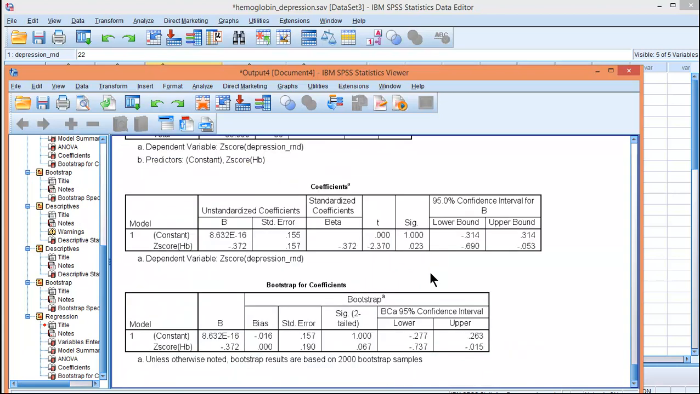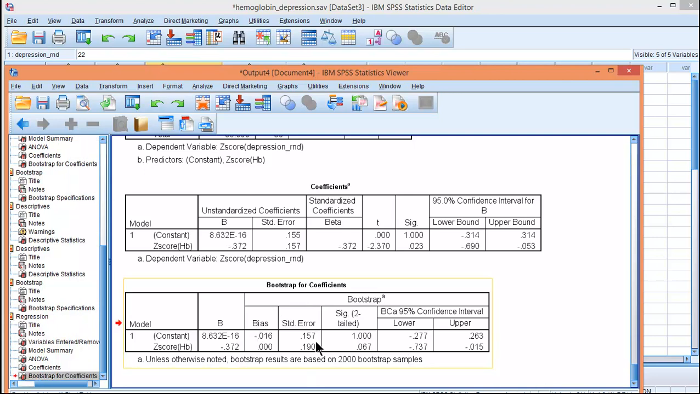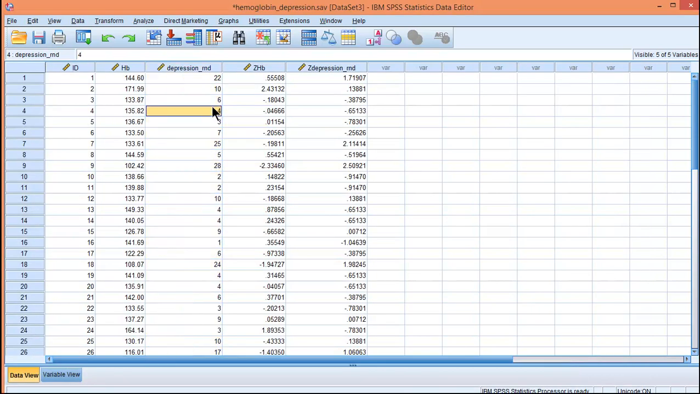Here we go. And we have confirmation. It's the last table we want to look at. Bootstrap for coefficients, negative 0.37. So that means that a 1 standard deviation increase in hemoglobin levels is associated with a 37% standard deviation decrease in depression levels. That's pretty big. I don't know what this scale is. I don't know really what 25, 7, 3, 4, what does that mean?